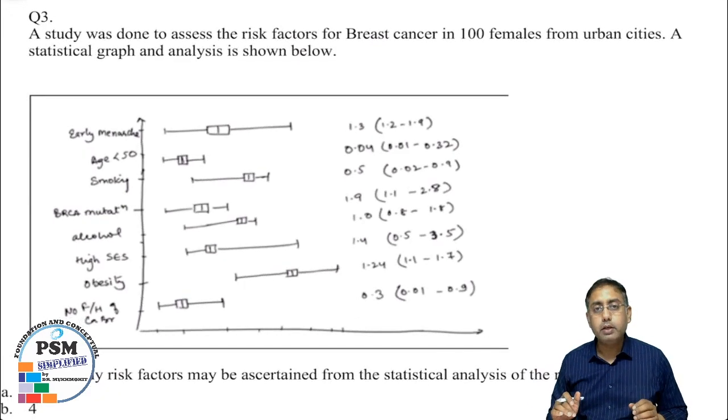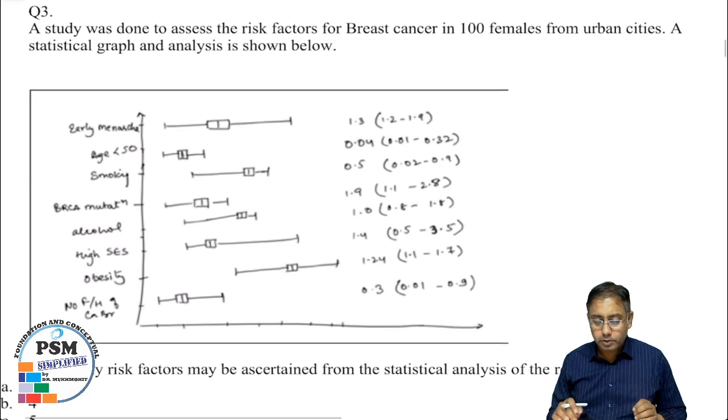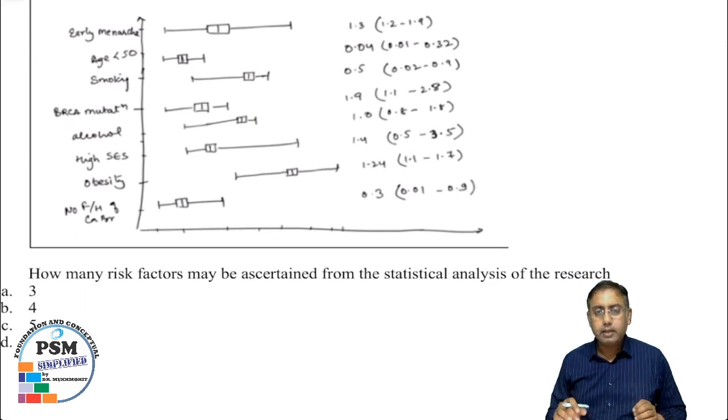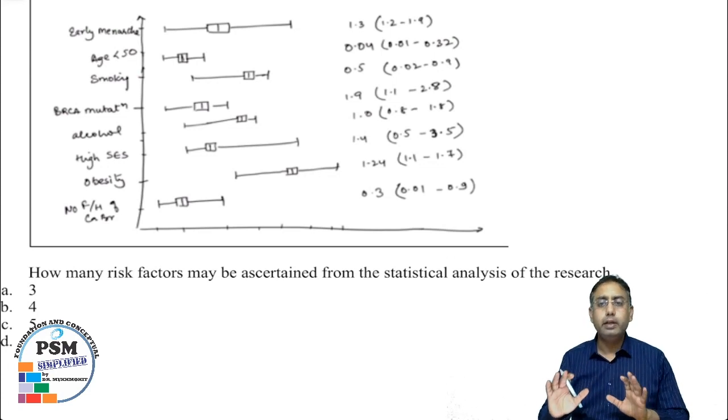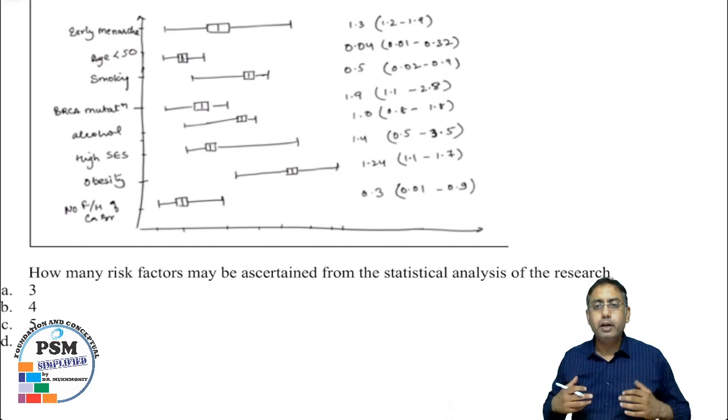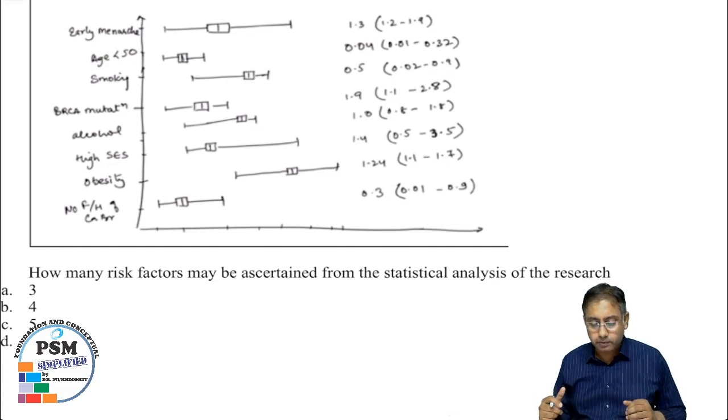A study was done to assess for the risk factors for breast cancer in 100 females from urban cities. A statistical graph is shown below. So you can see that there were a couple of risk factors given in your MCQ. I am giving you a reconstructed MCQ. It is not at all the same MCQ. I have tried to give you the best possible replication of that.